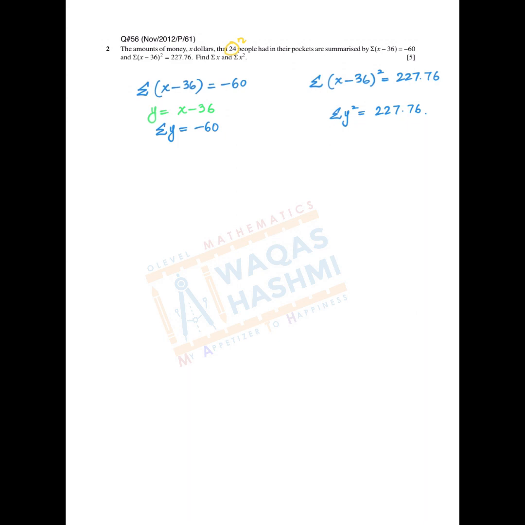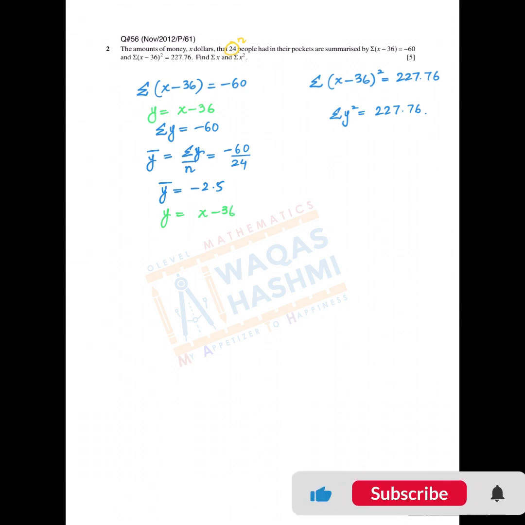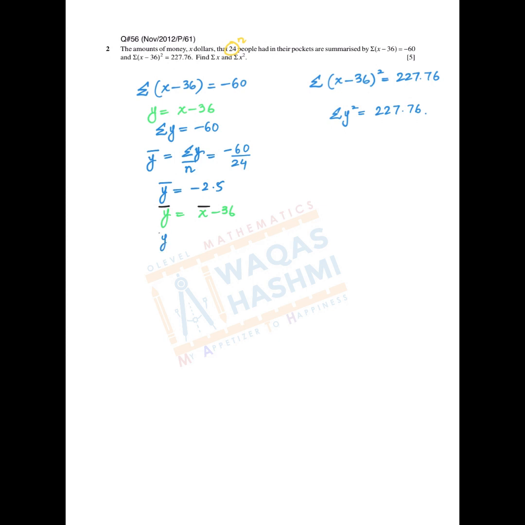Alright. Firstly, I will find the value of mean of y, which is equal to summation of y divided by n. Summation of y is minus 60 divided by n is 24. When you divide it, you will get the value for mean of y. It's negative 2.5. Alright. The supposition we have made is y is equal to x minus 36, but when we have y bar, that will be x bar. Alright. So you can say that y bar plus 36 is equal to x bar, right?